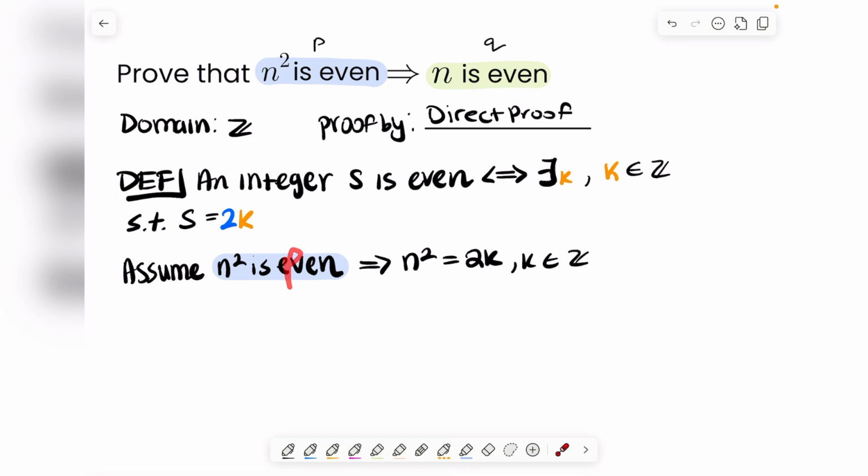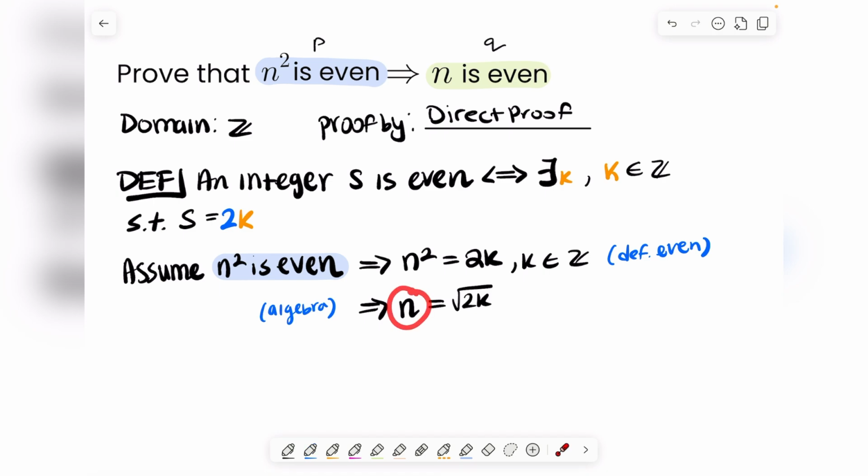Now we assumed P, so we're over here, but we're trying to show Q, so we have to say something about n. The idea is we have to somehow go from n squared to n. So maybe I can try square rooting, because to undo a square, I have to take the square root. These cancel out, I'm left with n, but whatever I do to one side, I have to do to the other. So then this ends up being n is equal to the square root of 2k. And by the way, the step we used here was the definition of an even integer, and the step we're doing here is simply algebra.